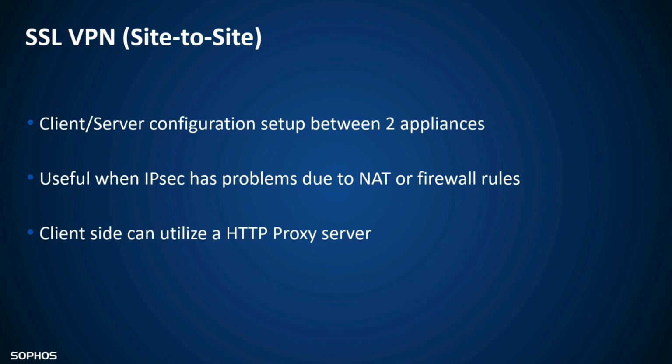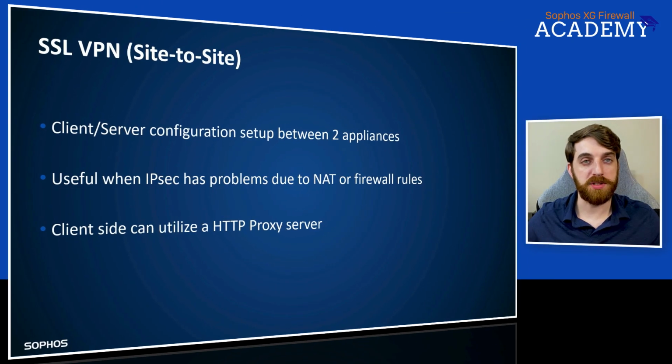Now let's talk about SSL VPN, the site-to-site one. It is a client-server configuration, so you can kind of still think about this as if it is a remote access, but this is more between 2 appliances. So you configure one to be the server and the other to be the client, the initiator. This is very useful for when IPsec is not working. There are still ISPs out there and vendors where they block IPsec. They're blocking 15500. And so now, since SSL VPN looks like HTTPS traffic, you can get through this issue and not have to worry about it.